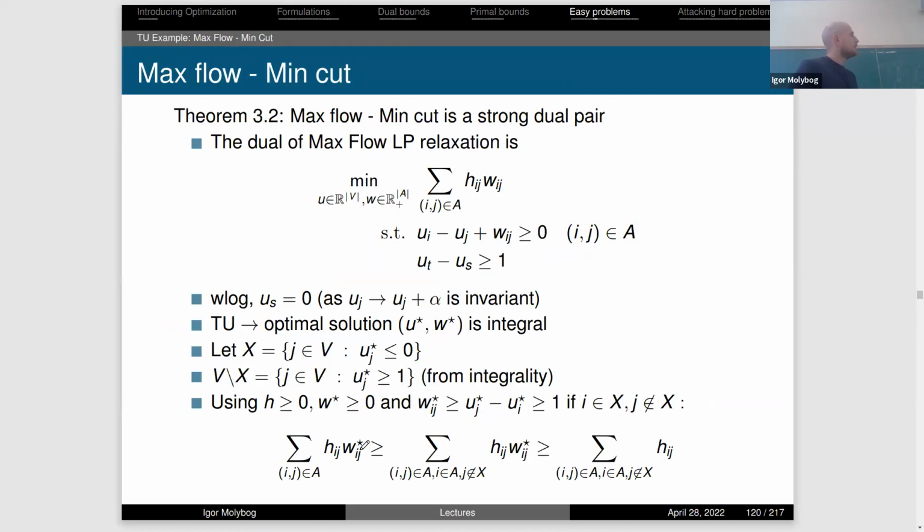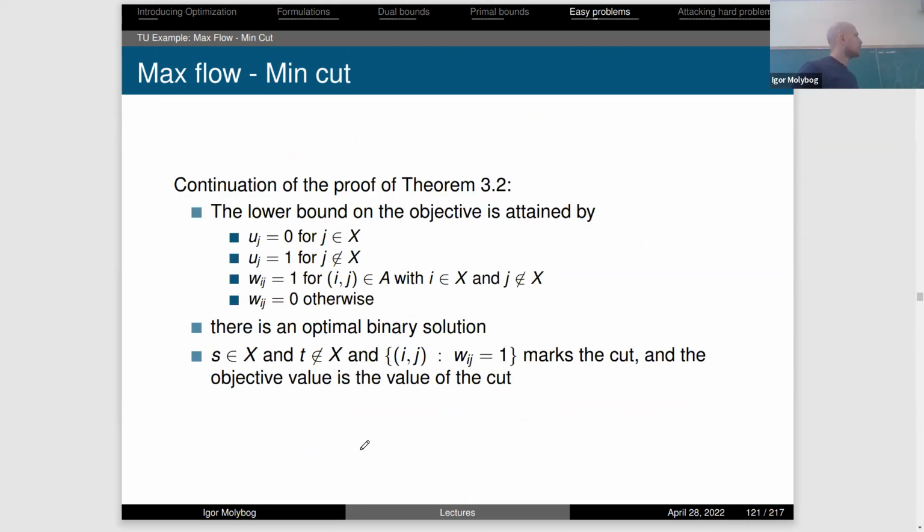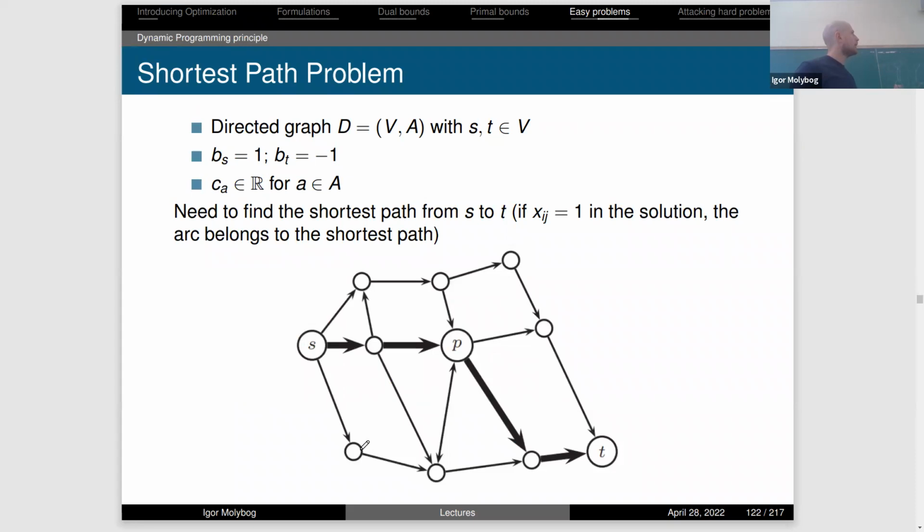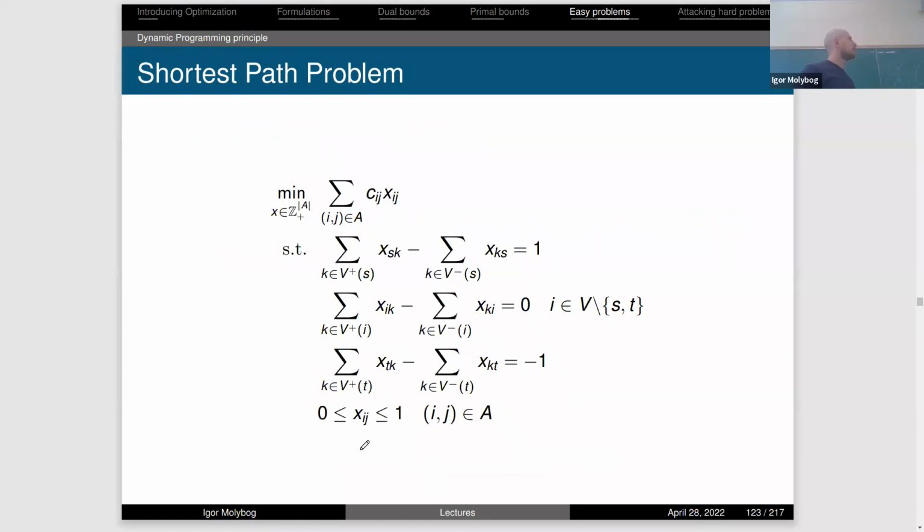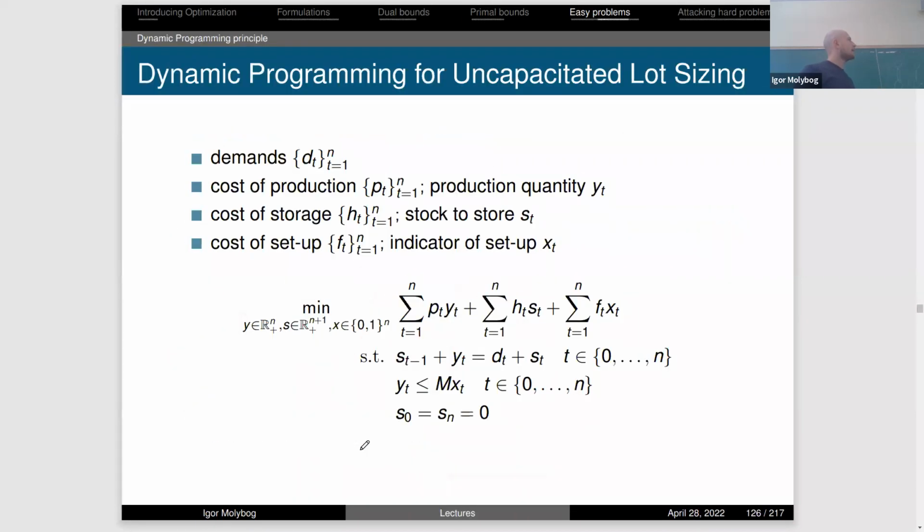So we have seen the example of how to prove duality for max flow min cut using the notion of total unimodularity. So that was an important theoretic application, and after that we have seen the problems whose solution is based on the idea of dynamic programming. And for that, we have discussed several different examples of the problems, starting from the shortest path problem and going to uncapacitated lot sizing, and also optimal subtree problem.